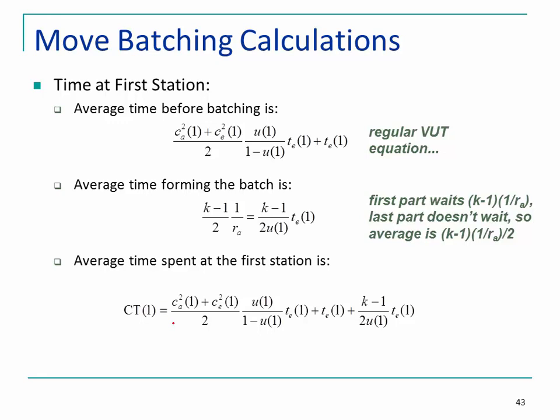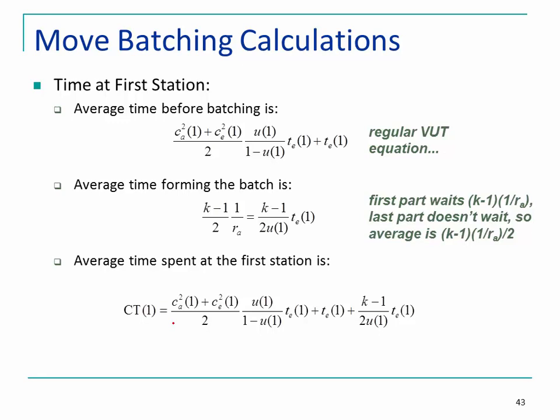So the average time before batching is going to be equal to the squared coefficient of variance of the arrival process plus the squared coefficient of variance of the effective processing time, divided by 2, multiplied by the utilization rate, times the expected time plus the effective time of that processing on the machine. So this is the regular BUT equation that we learned before. Now we can add to that time the average time for forming the batch. And that's going to be given by this equation right here, which is basically taking into consideration the size of the batch and also the arrival process or the rate of arrivals. And that expression is going to be equal to this. So the first part waits K minus 1 times 1 over RA, and the last part doesn't wait. So on average, we can get this number.